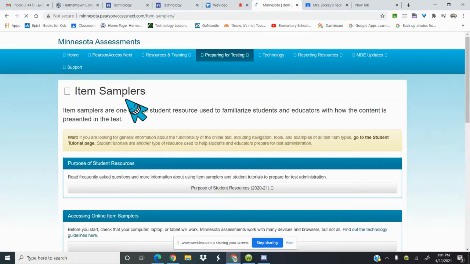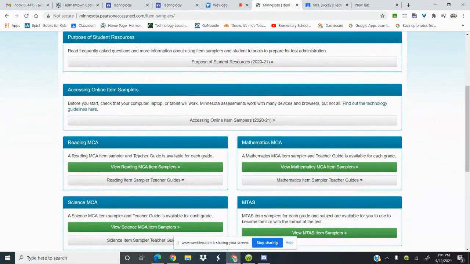And when it comes up, there we go. And then you're going to scroll down and you have the reading MCA practice test and the math MCA practice test. This is going to be about the math MCA practice test. So I'm going to click on View Math MCA Samplers.